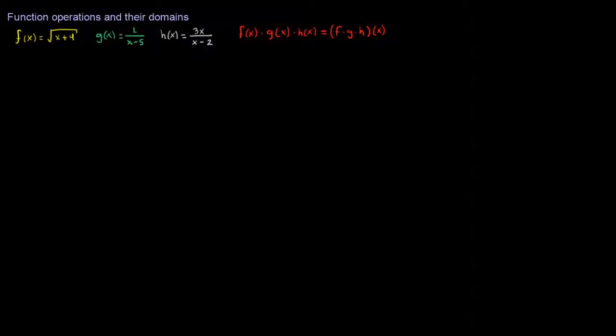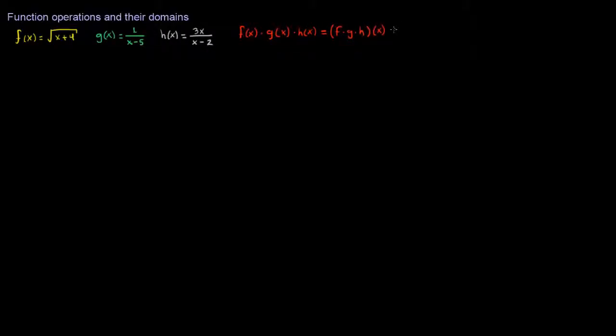Hi, this is another example of function operations under domains. Here are three functions: f of x, g of x, and the last one, h of x. The operation we have to do is f times g times h of x. I'm just writing it in two different ways. This part is the same as this one here. Just so you know, there are different notations to write the same thing.